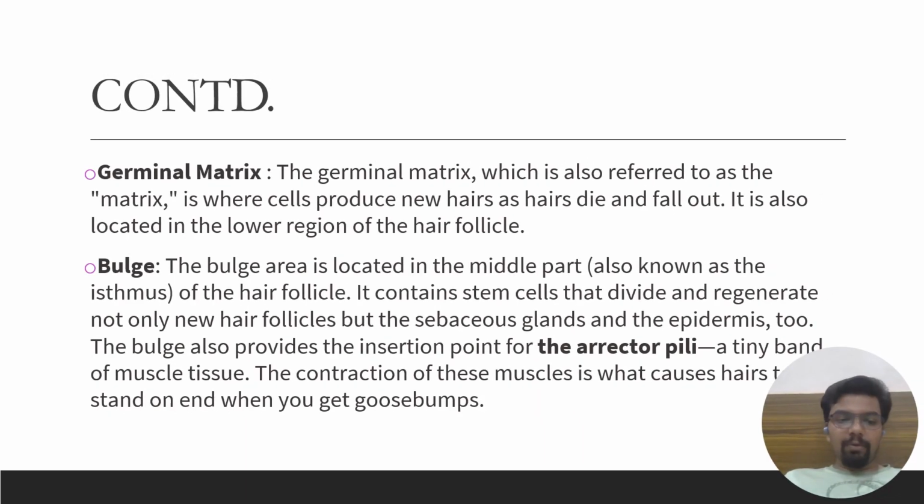Now we will talk about the germinal matrix and the bulge. The germinal matrix is also referred to as the matrix, where the cells produce new hair as the hair dies and falls out. It is also located at the lower region of the hair follicle.